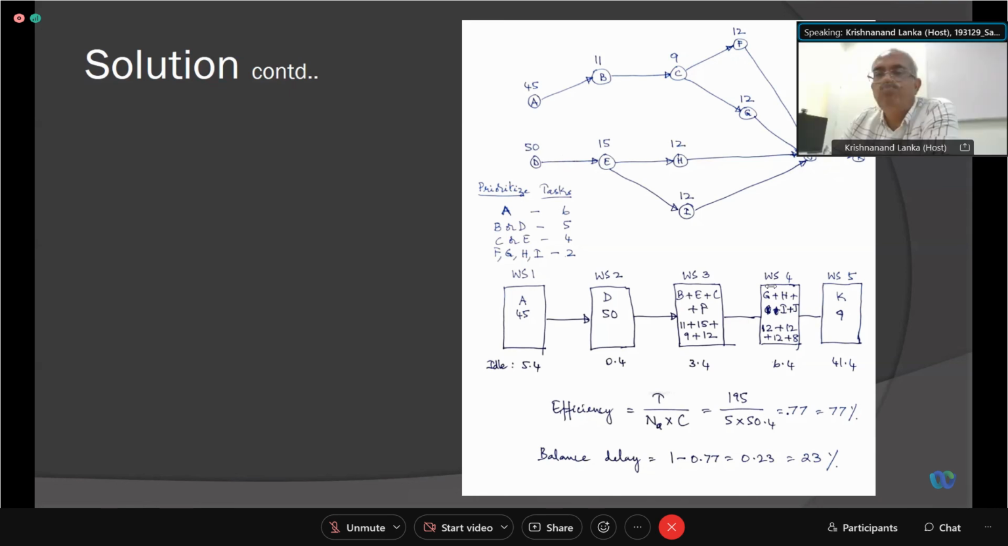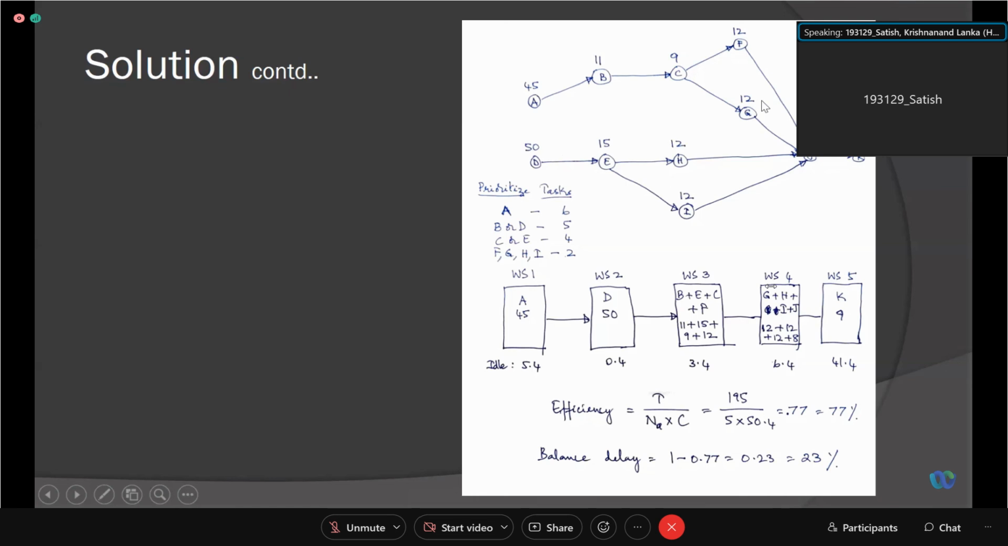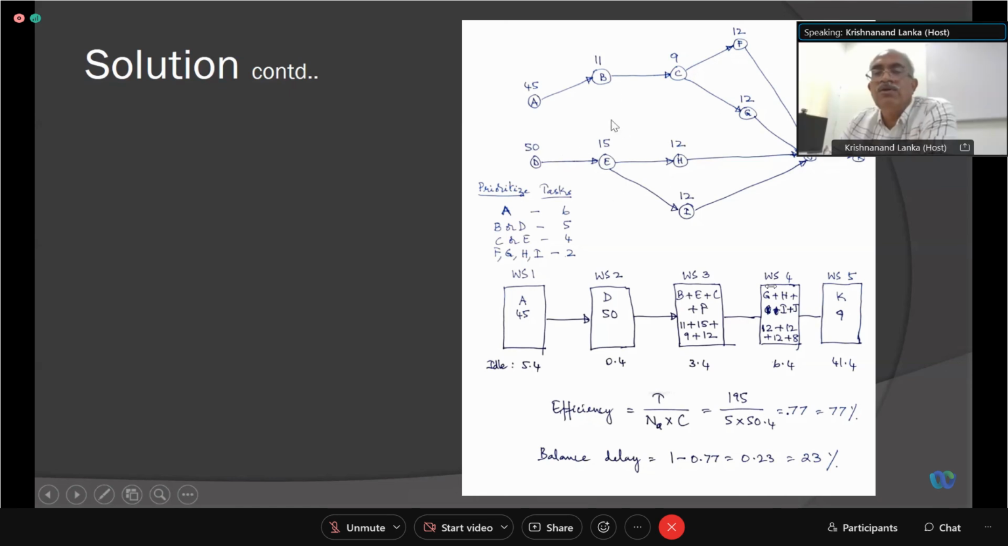F and G are independent. How many subsequent tasks have to be completed to reach it? So that is how you calculate and prioritize the tasks. The one which has a lot of tasks to be completed subsequently, you try to allocate to a particular workstation. Say, for example, you are allocating task A, 45, to this.